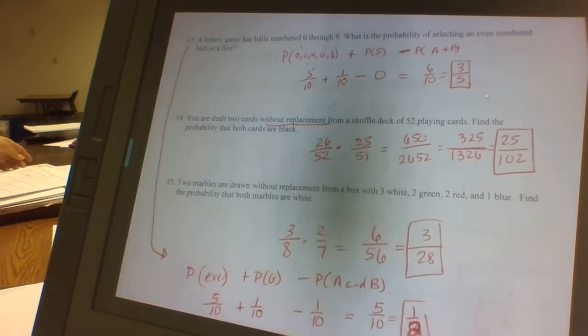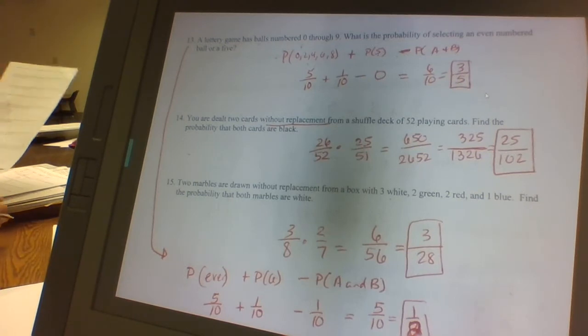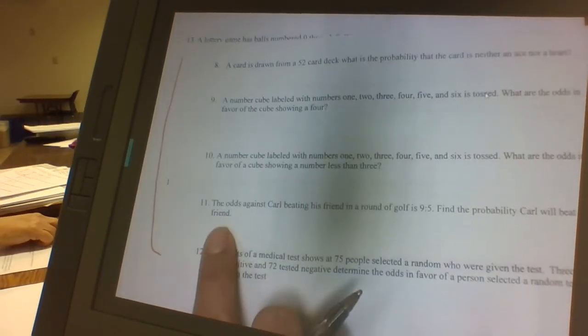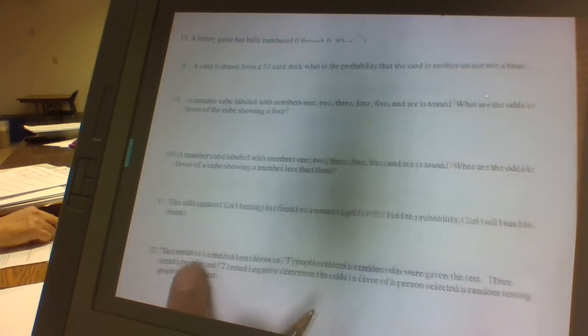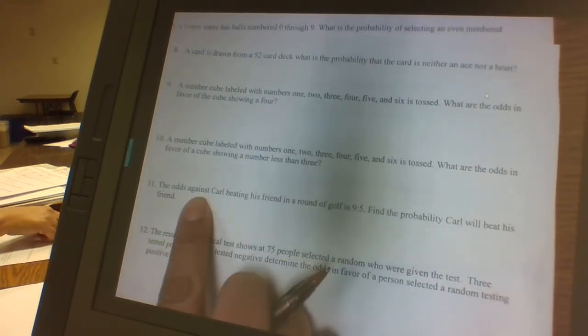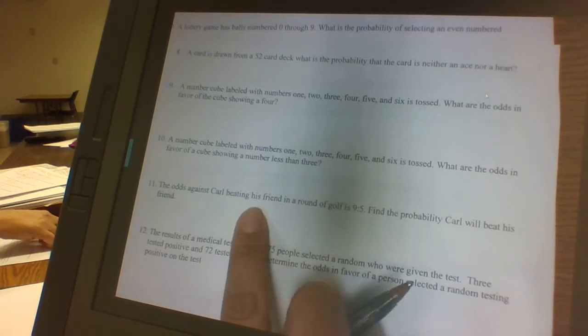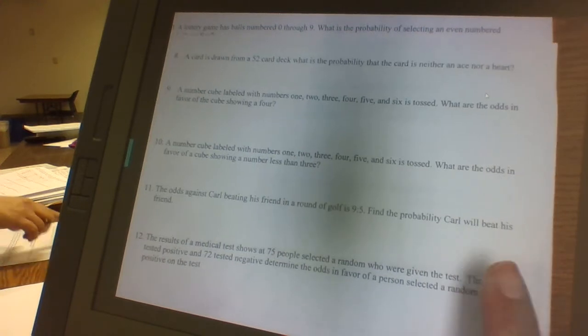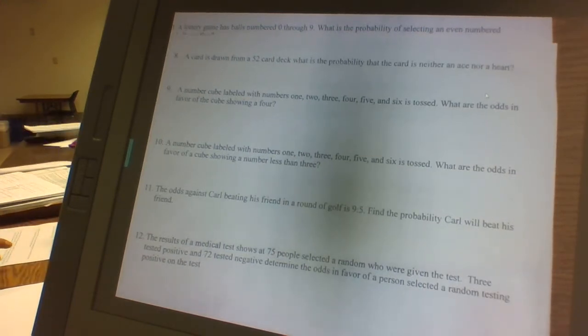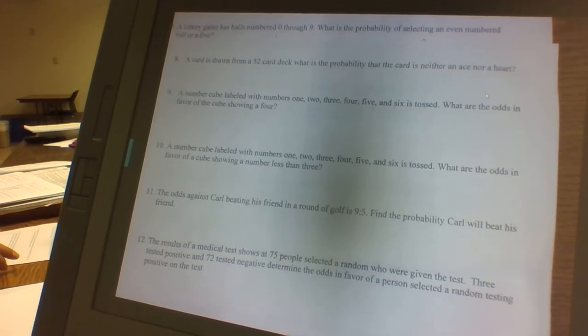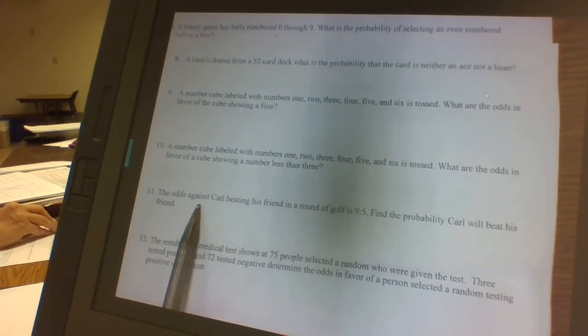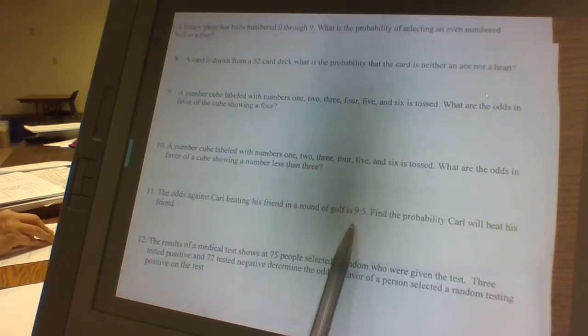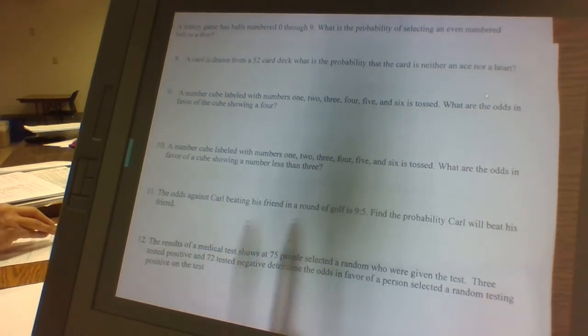Now, in the first paper I gave you, there was a problem. Number 11. I don't have an extra paper, and it's an easy one, but the odds against Carl beating his friend on a golf course are 9 to 5. What is the probability Carl would beat his friend? 5 to 9. 5 over 9. Is it 5 over 9? Or is it 4 to 9? So the odds against Carl are what? 9 to 5. Against is 9 to 5.